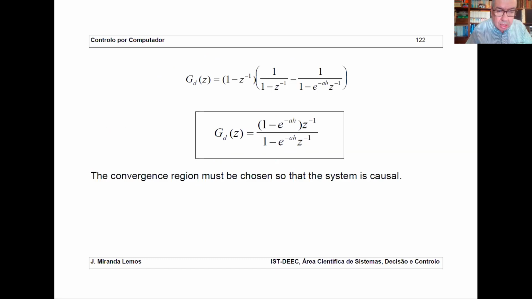Now, given a discrete time transfer function, how do we compute the static gain? You remember? You do z equal to what?